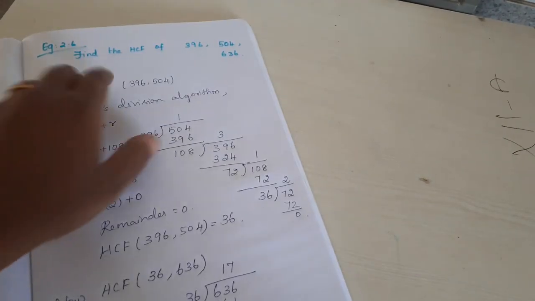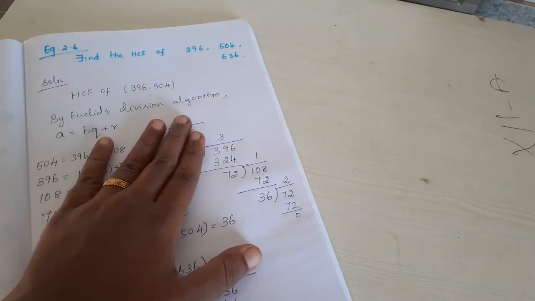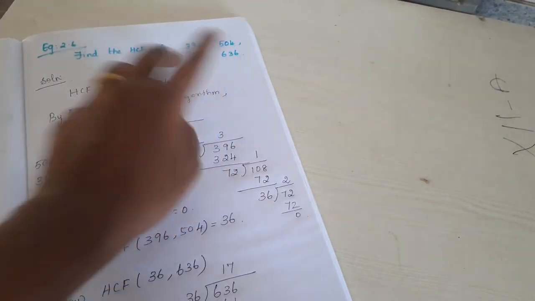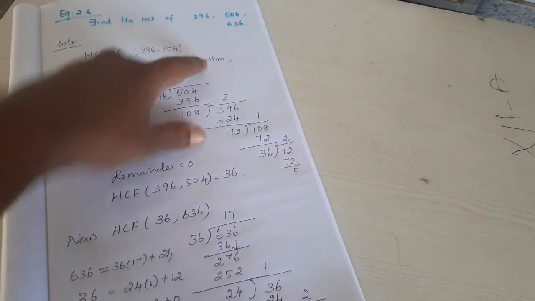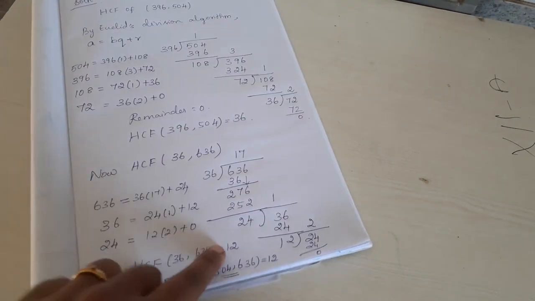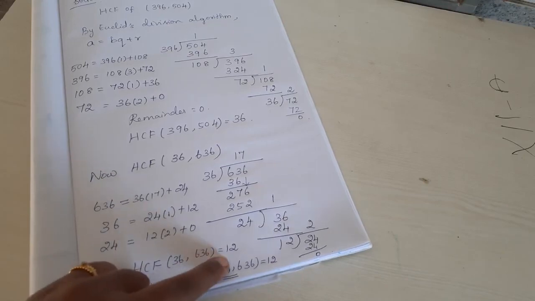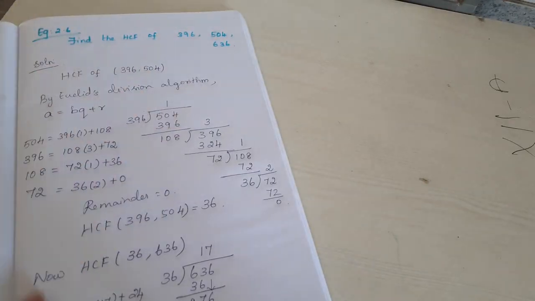So see the difference. For finding two numbers, this step only. For finding three numbers, you need to select the first two numbers and find the HCF, and with that answer and the third number you need to find the HCF. We will get the required answer. That answer is the final answer for the HCF of the given three numbers.